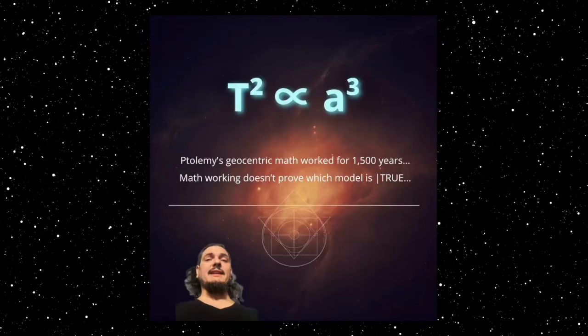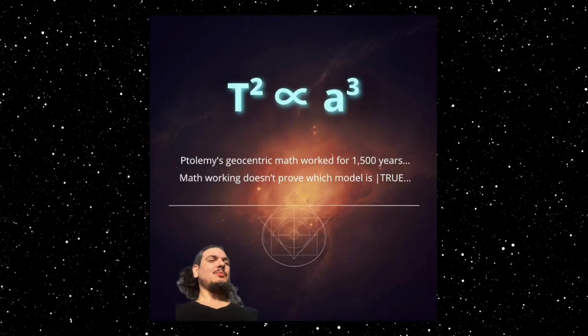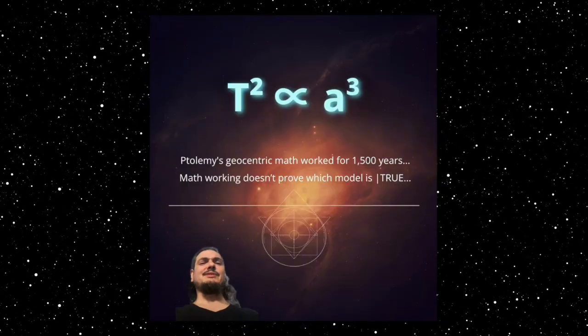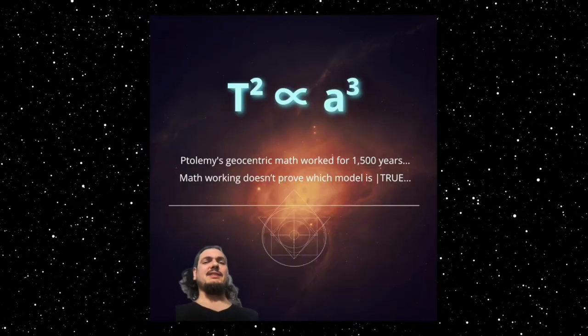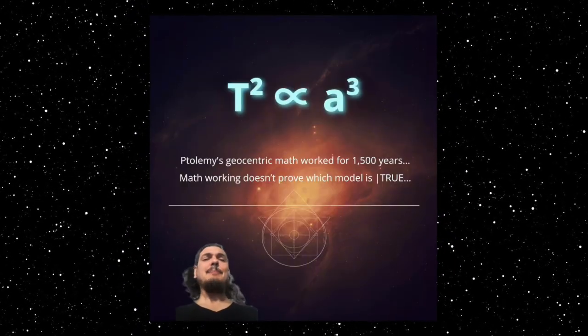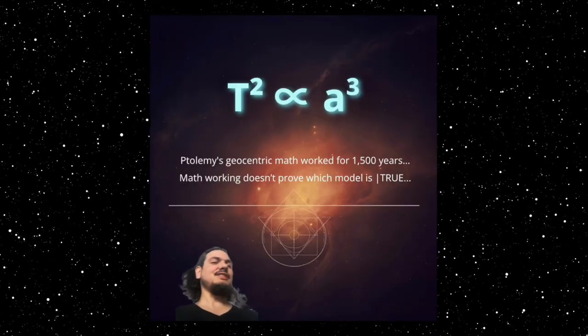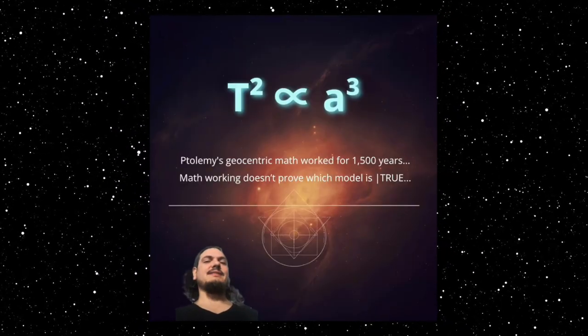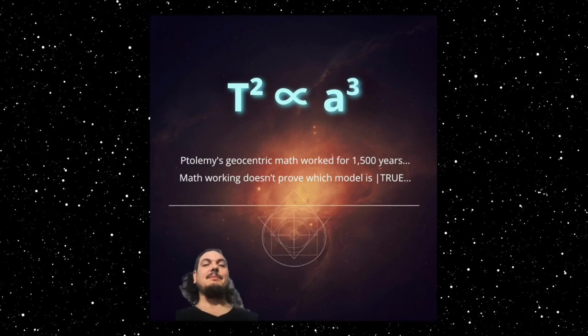In orbital mechanics, Kepler's laws. Math working doesn't prove which model is true. The Ptolemaic geocentric model made accurate predictions for over 1,500 years using epicycles. Heliocentric and geocentric both have math that works. Math fitting observations doesn't prove the mechanism behind them.